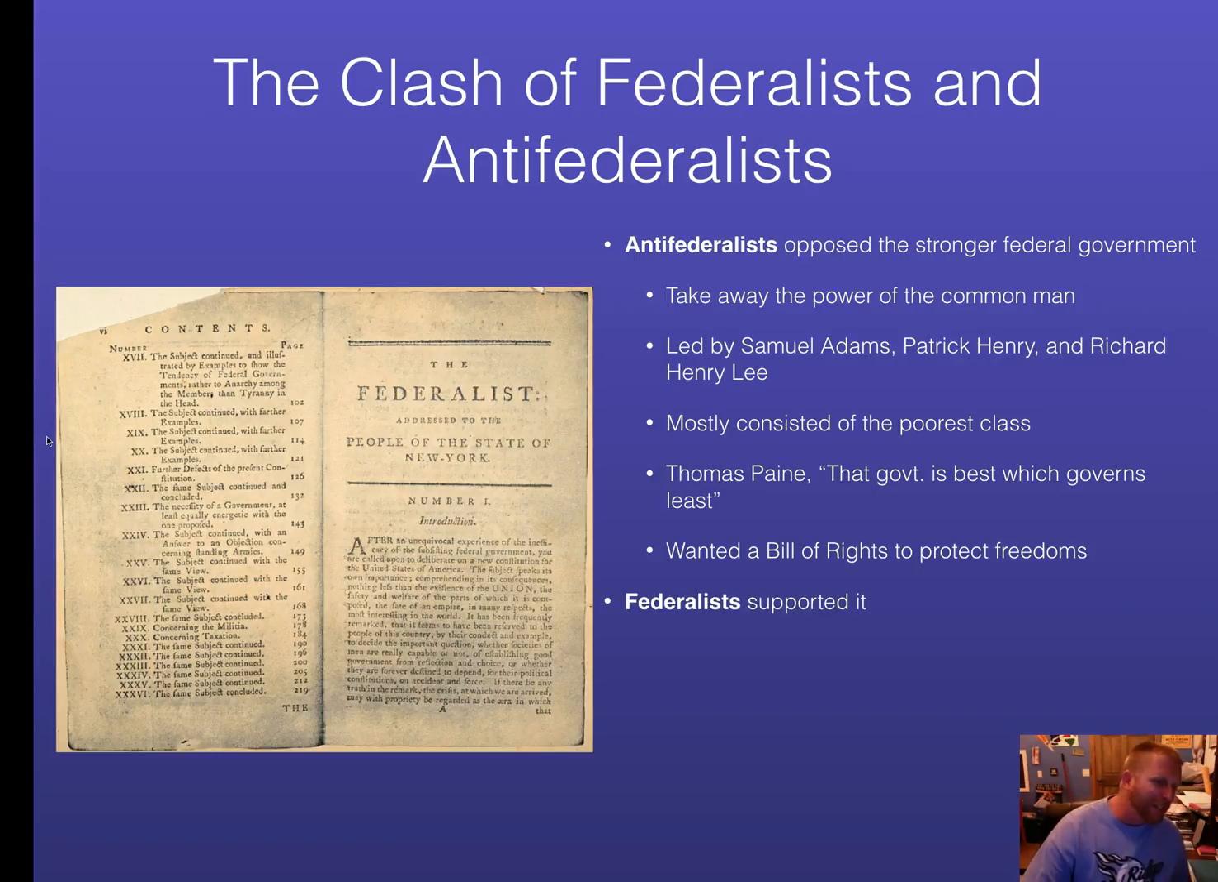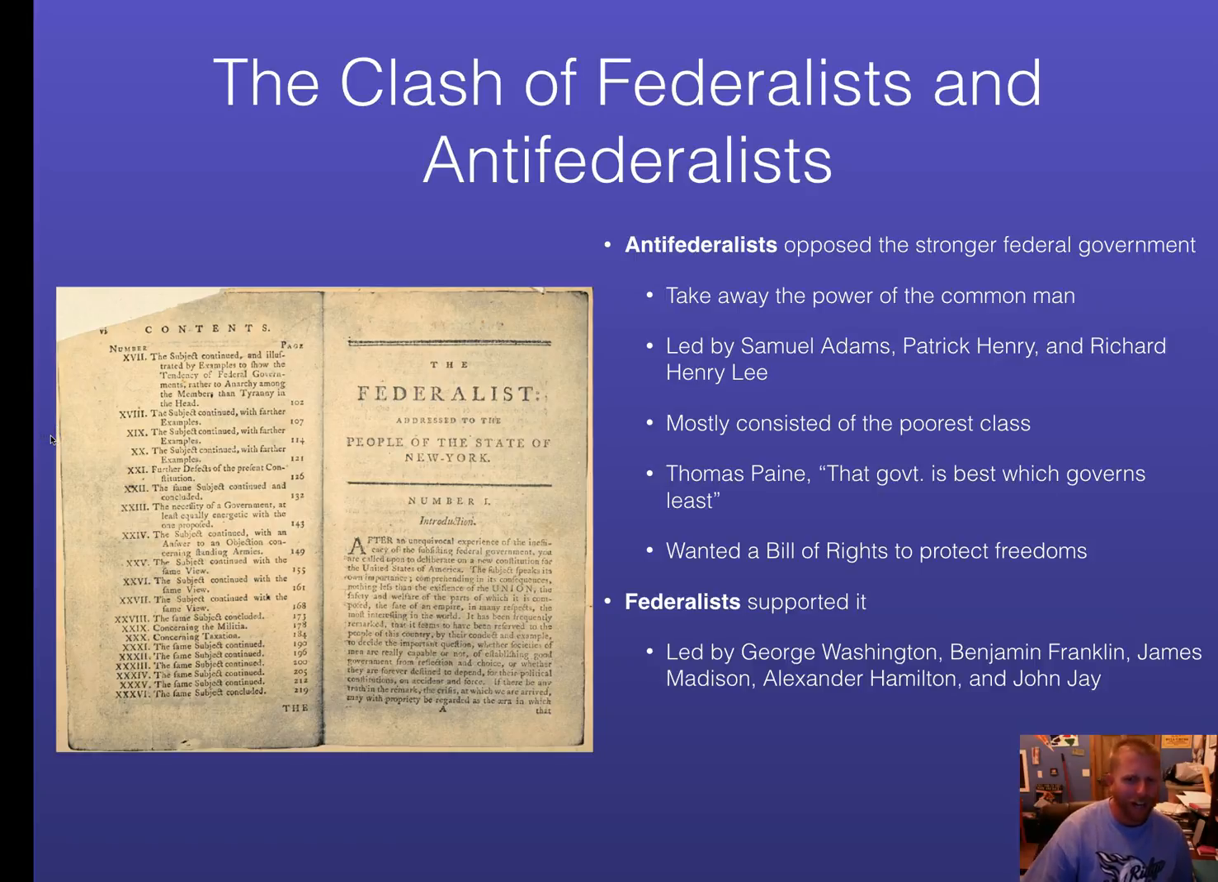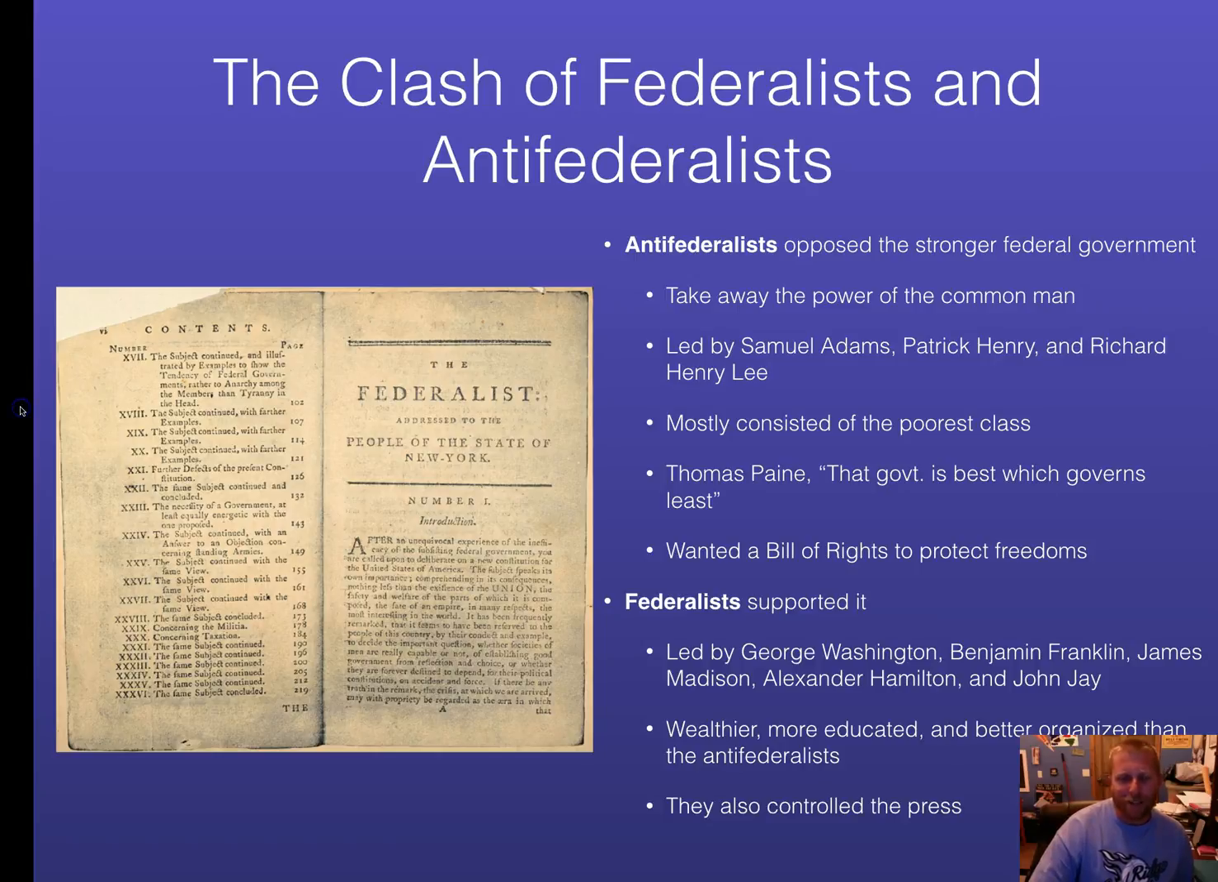And then you have the Federalists on the other side who support this new, strong government. They're led by George Washington, Benjamin Franklin, James Madison, Alexander Hamilton, John Jay, all of which I believe, I'm not sure about John Jay, attended the Constitutional Convention. They were wealthier, more educated, and better organized than the Anti-Federalists. They wrote a series of papers supporting the Constitution called the Federalist Papers. The most famous of which was Federalist Paper number 10. Most of them were written by Alexander Hamilton. John Jay helped a lot on some of these too.